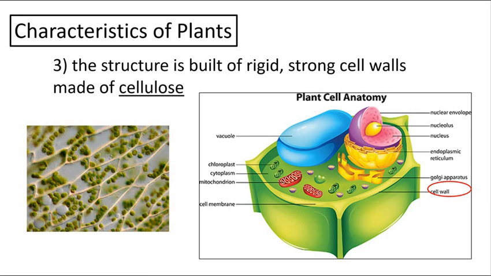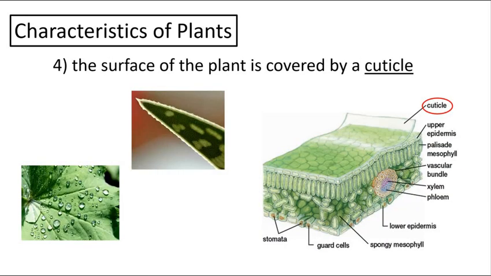Okay, fourth characteristic of plants. The plant is covered by a cuticle. And if you look at the right-hand side, you can see they kind of drew it curled up a little bit. It's not actually curled up. But the cuticle is really just a layer primarily on the surface, usually the top surface of a leaf. And it is kind of a water-resistant or waterproof waxy layer.